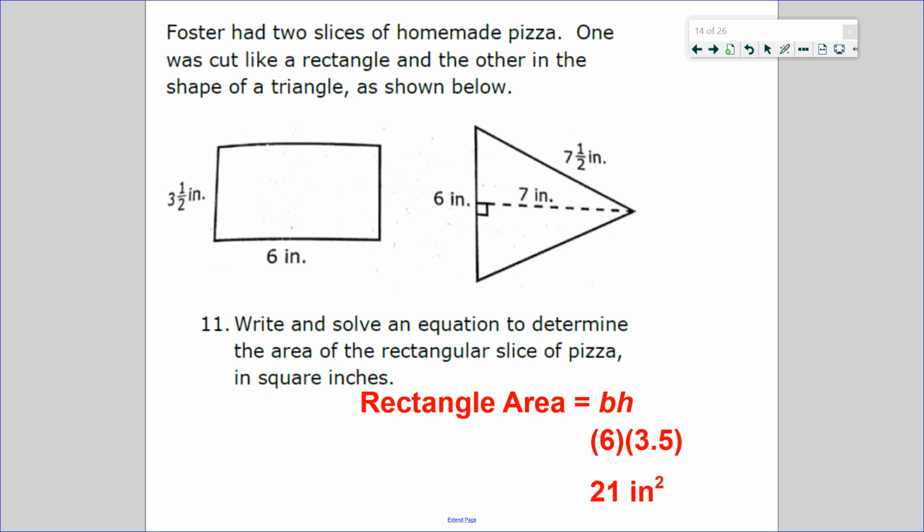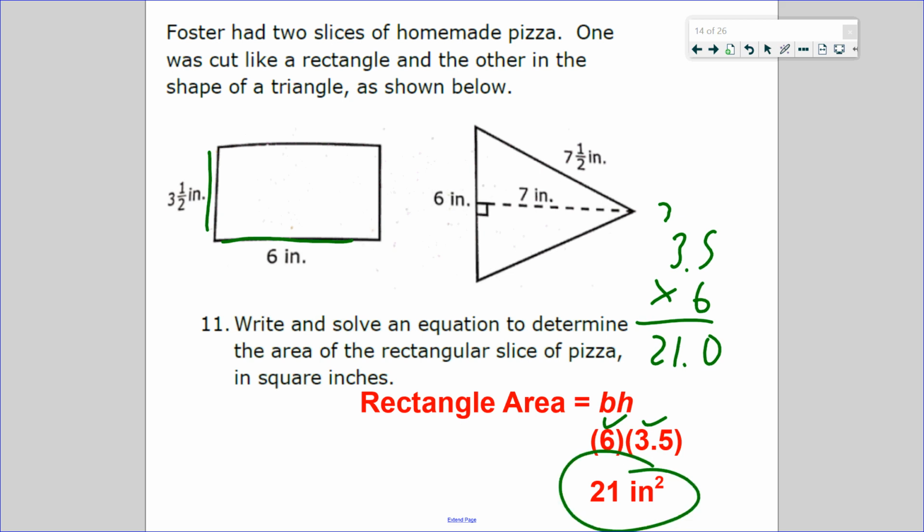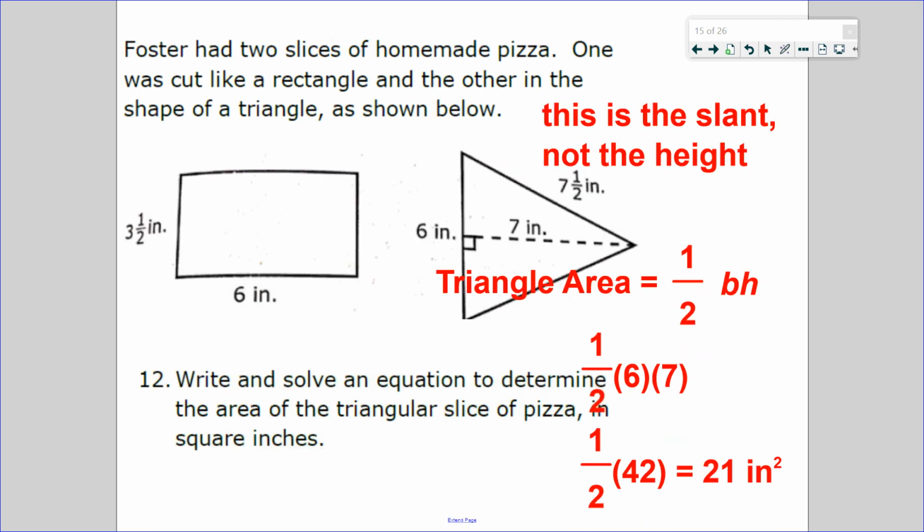Foster has two slices of homemade pizza. One of them is a rectangle, and the other one is in the shape of a triangle, as shown below. Write and solve an equation to determine the area of the rectangular slice. What is the area formula for a rectangle? It's base times height. What is the base here? 6. What is the height? 3.5. I'm going to prefer decimal, 3.5. 6 times 3.5. If you multiply that, 6 times 5 is 30, carry the 3. 6 times 3 is 18 plus 3 is 21. 21 square inches.